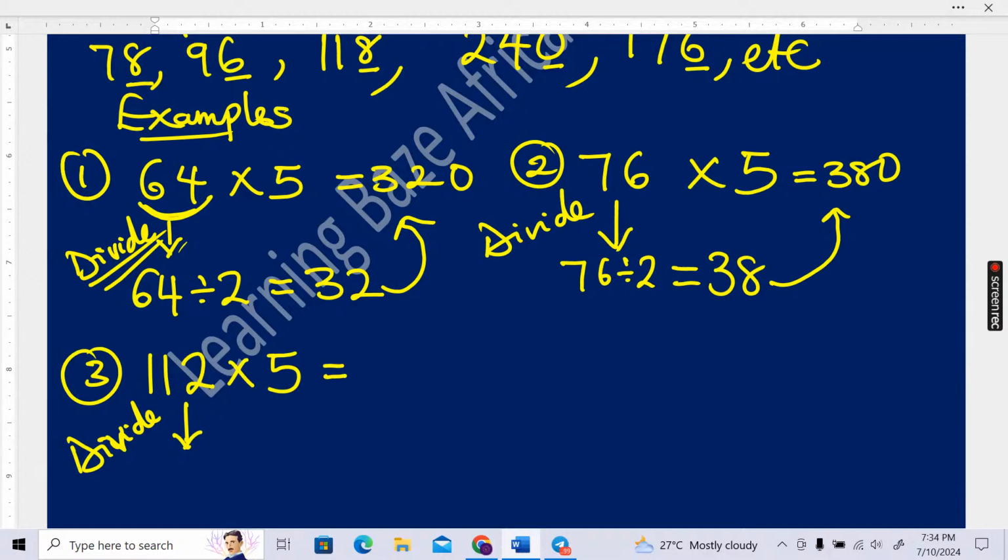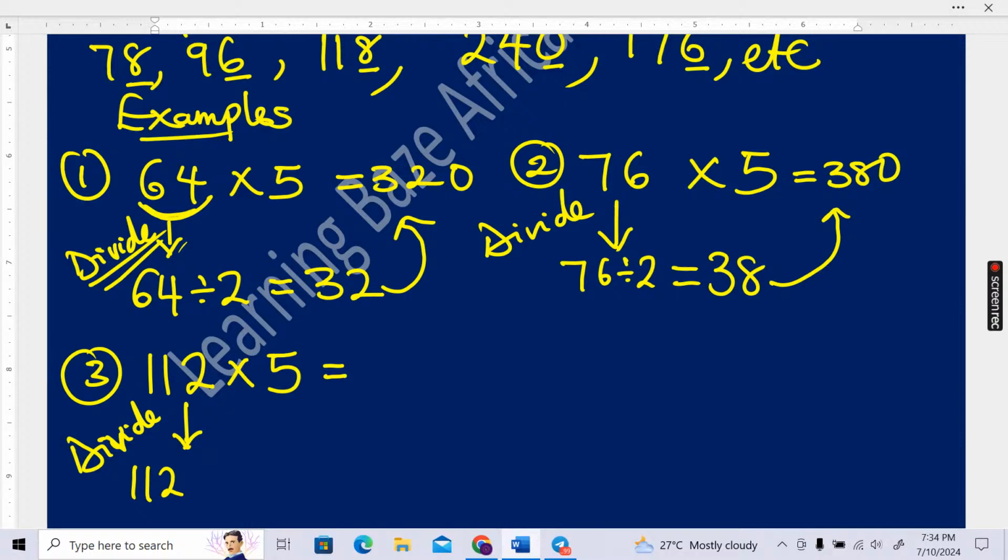I can hear 112. Half of 100 is 50. Half of 12 is 6. So half of 112 will be 56 because 50 plus 6 is 56. So that will be 56, okay?